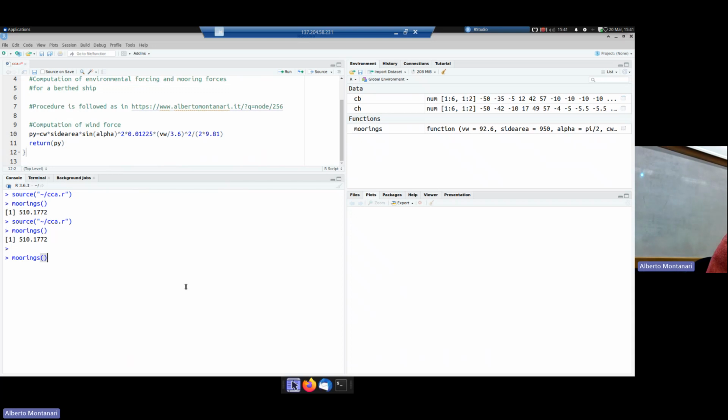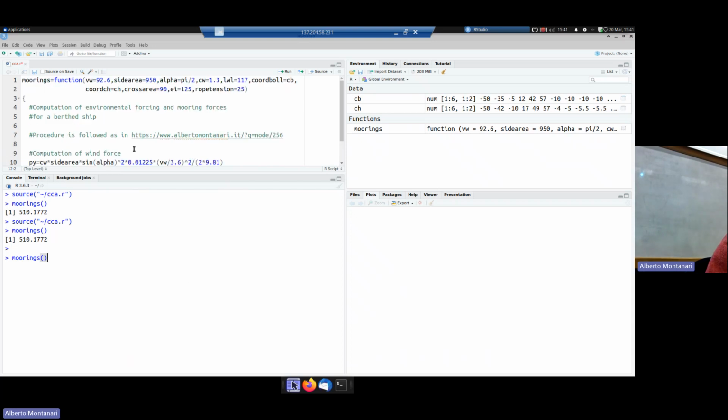Now, let's suppose that we want to apply moorings with different data. I can say, for instance, moorings side area equal to 1,150. And you see that the result is different. If you specify only one parameter with a value that is different from the default, then the other arguments are kept constant.